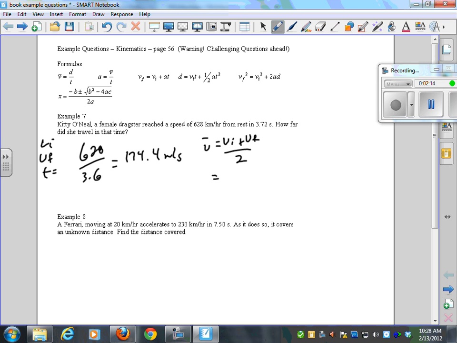So that's going to be 174.4 divided by 2. Although I should be able to divide that by 2 in my head. 87.2. Very good. V bar equals D over T. 87.2 equals D over 3.72 seconds. 324 meters.